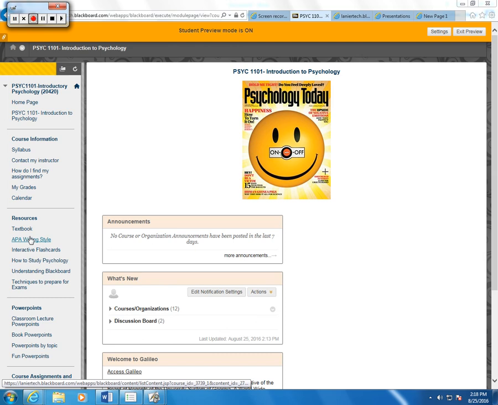APA writing style. APA is required in your writing. The format is required in your writing here at Lanier Tech for your psychology class. We are aware that everybody does not know how to write in APA format. Therefore, we require that you purchase the little yellow book called the APA Pocket Handbook. This book will assist you in how to properly format your APA references and citations in your text and in your critical thinking assignment.